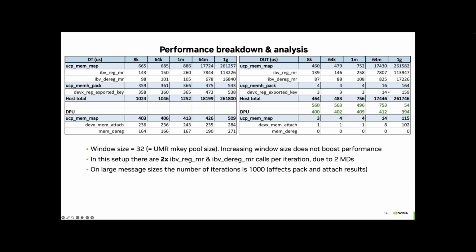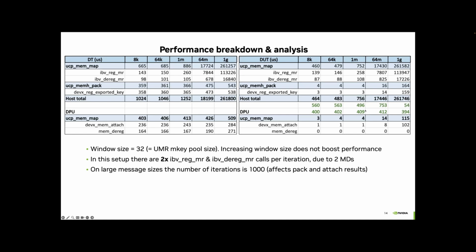And we just see higher values on large sizes here, just because I was lazy, I reduced the number of iterations to, I think, 10,000 for 64 megabytes and just 1,000 for 1 gigabyte messages, just because it takes so much time. You have to wait for 10 minutes to run a single test. That's why we see that the cost of exporting is slightly increasing here.